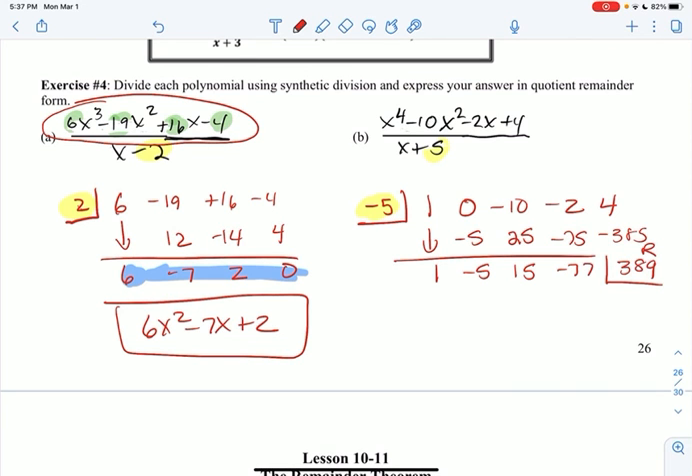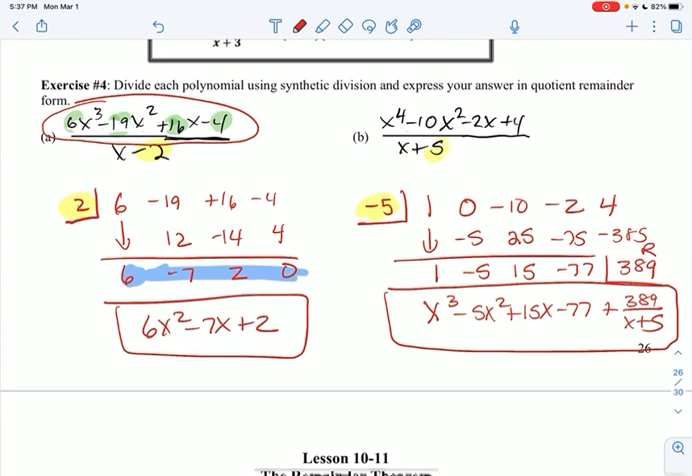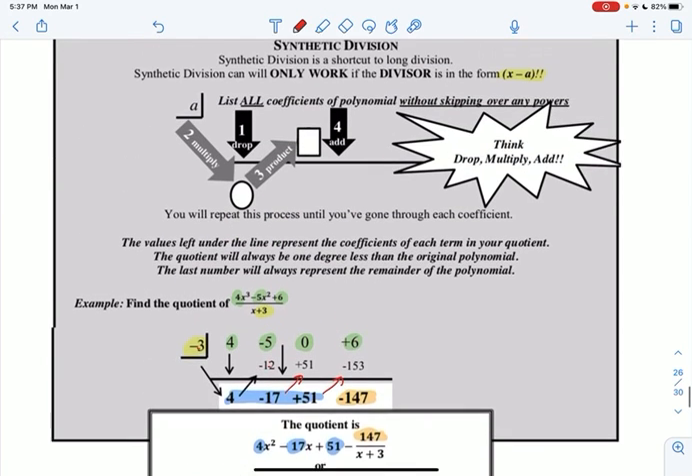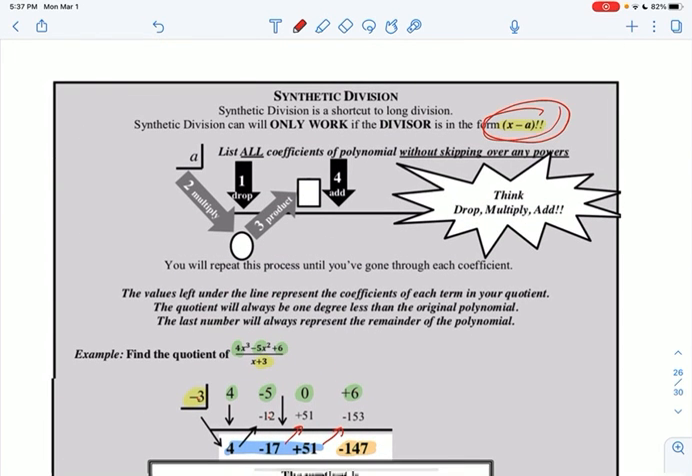These numbers are the coefficients. Now my original problem was x to the 4th, so this is going to be 1x to the 3rd minus 5x squared plus 15x minus 77, and here's my remainder, 389 over my original x plus 5, and that's my answer. Again, you can only use synthetic division if the thing that you're dividing by, the divisor, is x minus a. It only works with that. All right, so we'll try both the regular division and the synthetic division tomorrow.